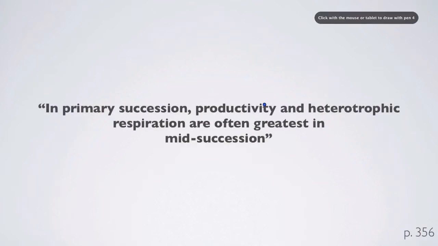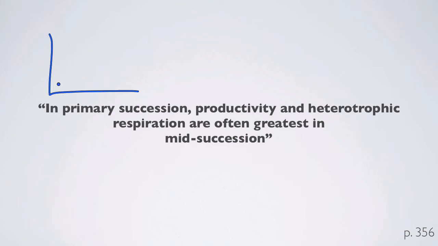In addition to water and energy exchange, there are changes in carbon balance that occur over time with succession. In primary succession, productivity and heterotrophic respiration are often greatest in mid-succession. So if you think about starting with bare ground and looking over time as soils develop, where do we get the greatest peak in productivity and how long does that take? Does it drop off, or does it stay relatively high for a long period of time?